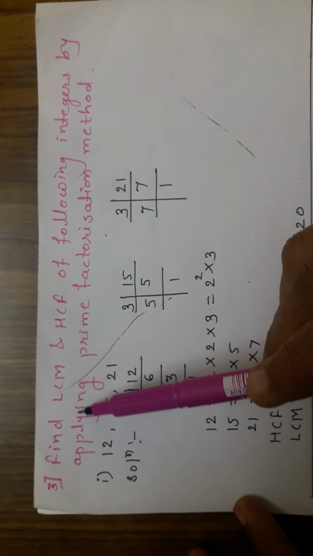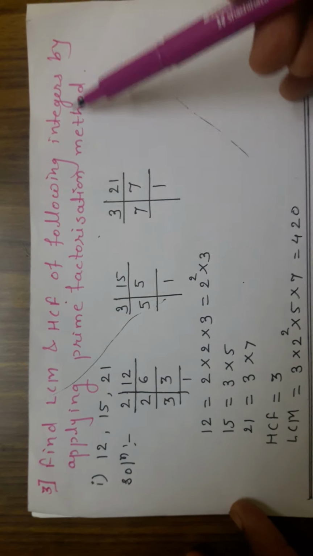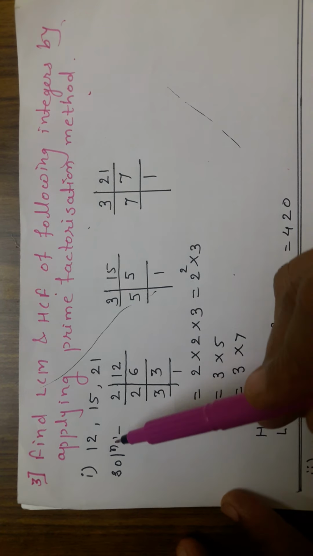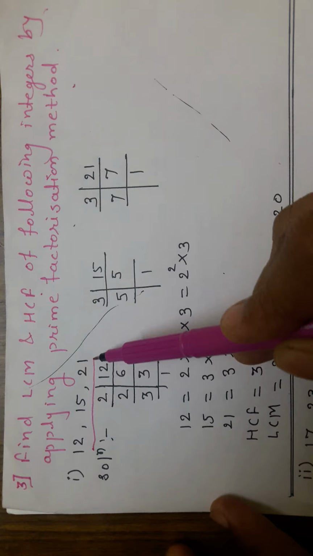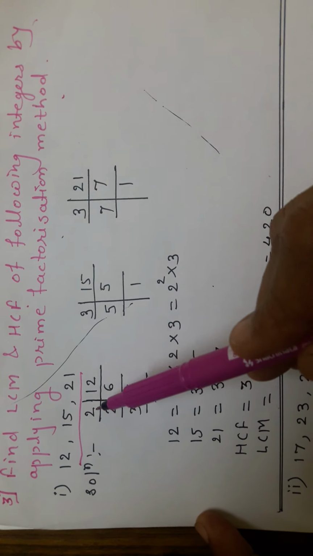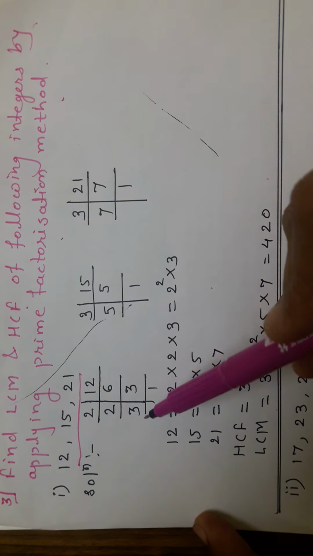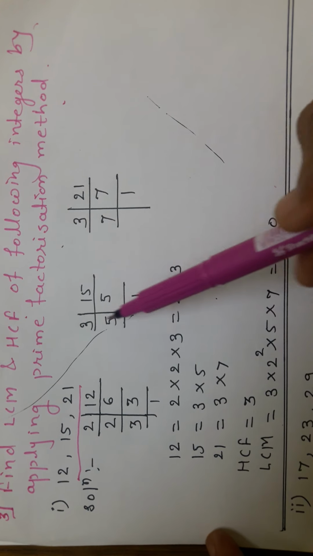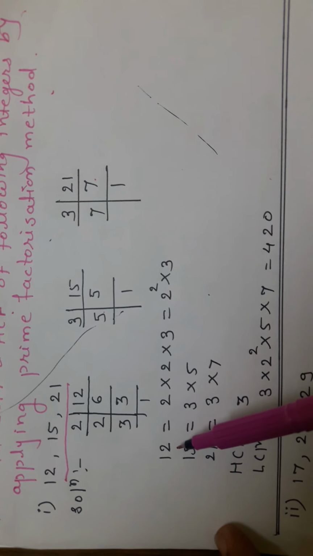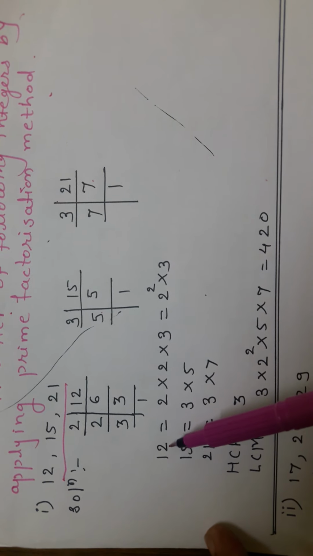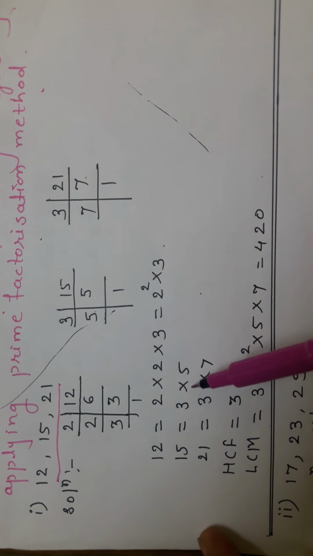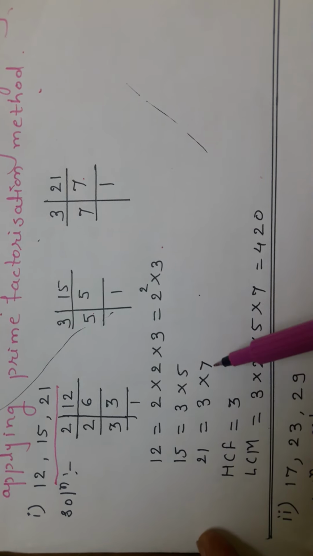Third problem, find the HCF and LCM of the following integers by applying the prime factorization method. Here we have to find the HCF of three numbers. First of all, we will find the factors. 12, 2 into 6, 2 into 3, 3 ones are 3. 15's factors, 3 into 5. 21's factors, 3 into 7. So the factors of 12 are 2 square into 3, 15 is 3 into 5, and 21 is 3 into 7.